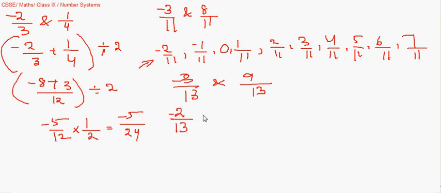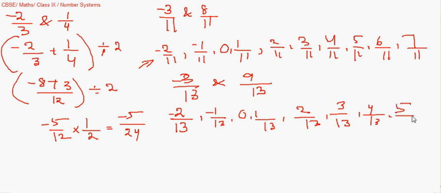I'm sorry, it's minus 1 by 13, 0, 1 by 13, 2 by 13, 3 by 13, 4 by 13, 5 by 13, 6 by 13, and I go on, and I only got 1 2 3 4 5 6 7 8 9 11. I need 20, so I need 9 more.